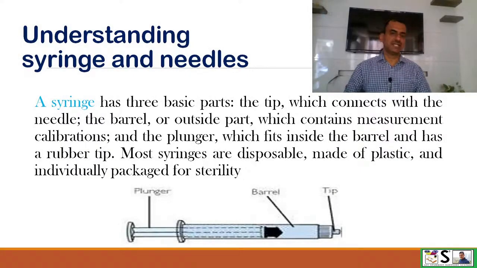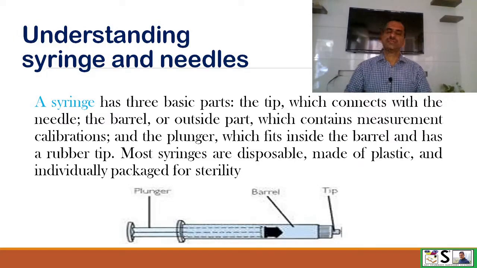Understanding the syringes and needles. A syringe has three basic parts. The tip, which connects to the needle. Then the barrel, which is the outside part and contains measurement calibrations like 1 ml, 2 ml, 3 ml, 4 ml. And the plunger, which fits into the barrel. The plunger has a rubber tip, which also acts as a rubber seal.